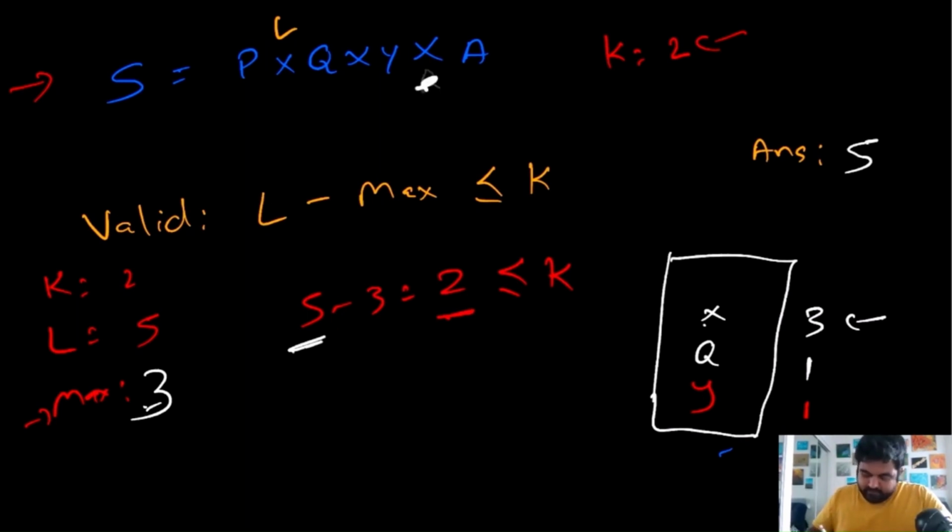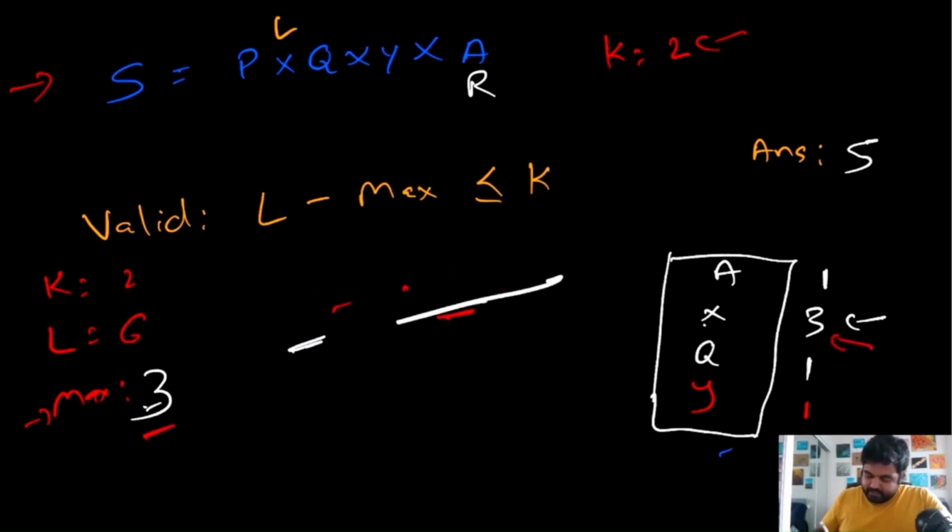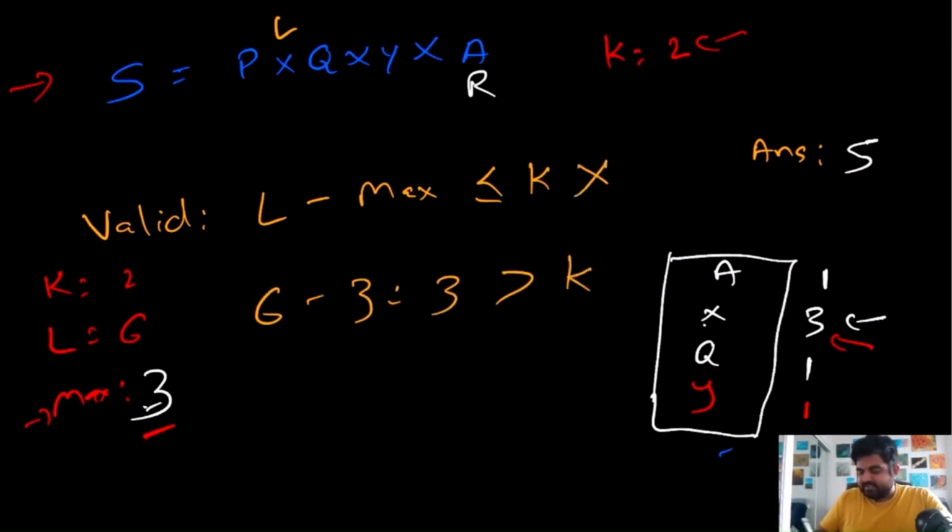Now again we will update the value of our r. R comes over here. Now this is a, we don't have any entry, so we will add an entry for a, and we will call it 1. Now in this case the length is 6, but the maximum number of occurrences of x is still 3, which means that now we can do 6 minus 3, which is equal to 3. 3 is actually greater than k, which means this condition is not satisfied.